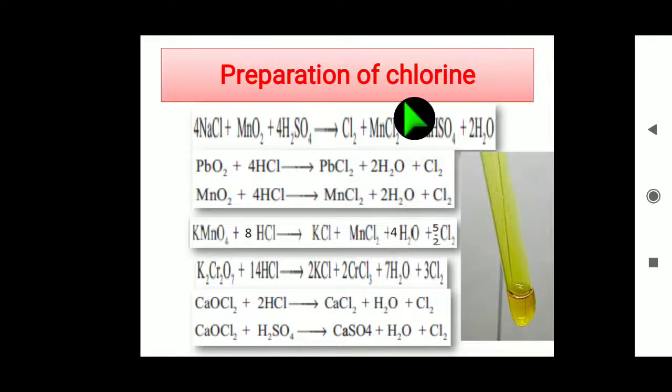Today we are going to discuss the preparation of chlorine. Chlorine is a gas, is highly reactive, hence it does not occur free in nature.